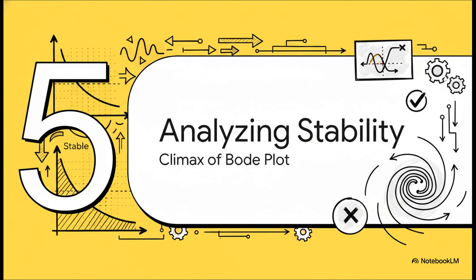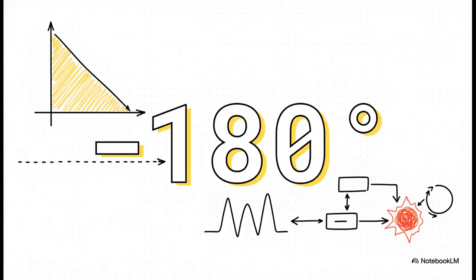Section 5. Analyzing System Stability, the climax of the Bode plot. Now, drawing the lines is just the setup. Figuring out if the system is going to stabilize or spiral dangerously out of control is why engineers actually use this tool. When we look at the phase plot, which is the second half of our Bode diagram, we are hunting for one absolute critical threshold, -180 degrees.